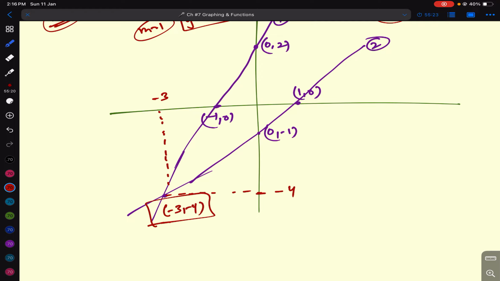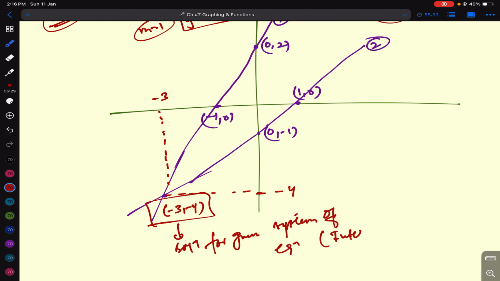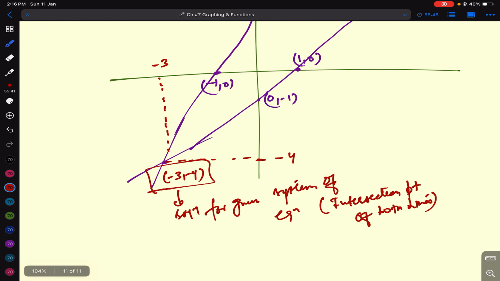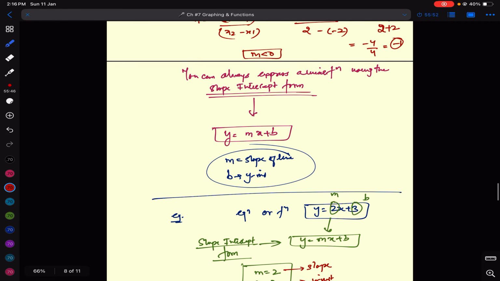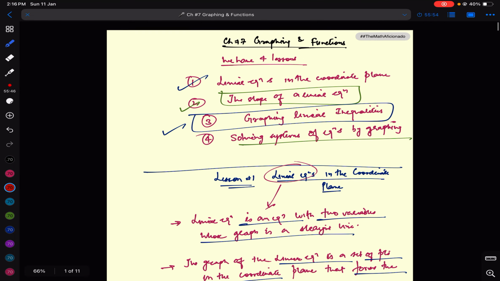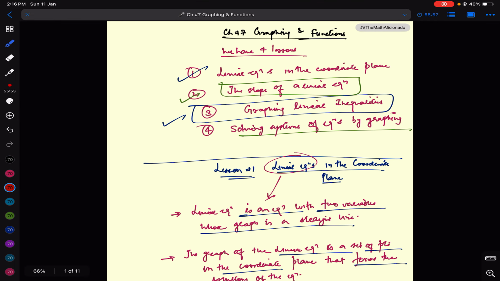So this becomes your solution for the given system of equations, also known as the intersection point of both the lines. Okay, so this becomes your solution of the system of equations, and this is also what the intersection point is. Okay, so this is how we solve the system of equations using the graph.